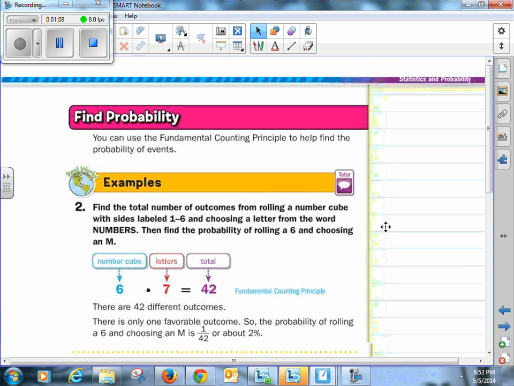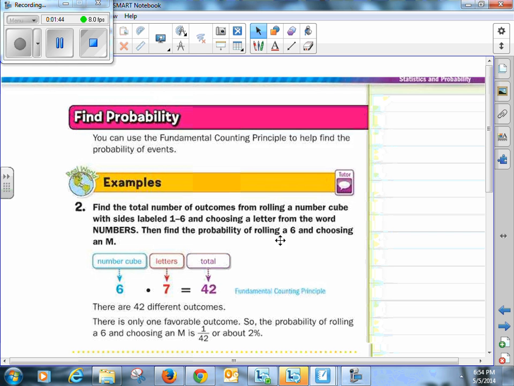So let's look at another example. Find the total number of outcomes from rolling a number cube with sides labeled 1 through 6 and choosing a letter from the word numbers. Then find the probability of rolling a 6 and choosing an M. Okay, well, on the number cube, when you roll a dice, there are 6 possible outcomes. There are 1, 2, 3, 4, 5, 6, 7 letters in the word numbers. 6 times 7 is 42. So now there are 42 possible outcomes.